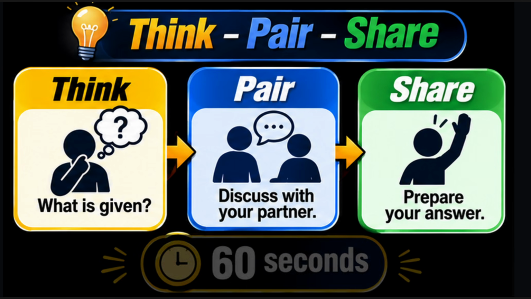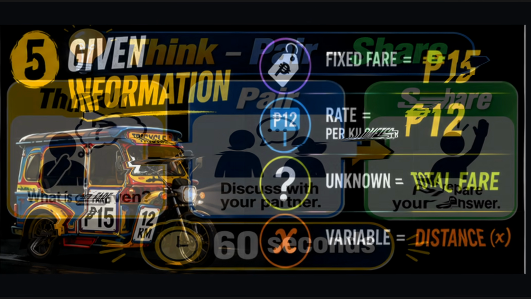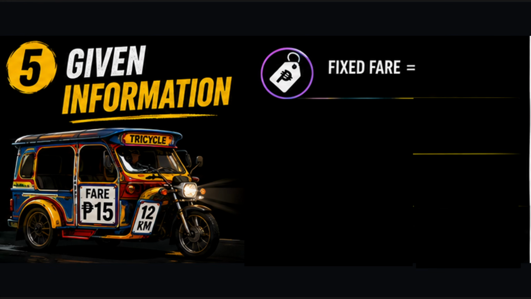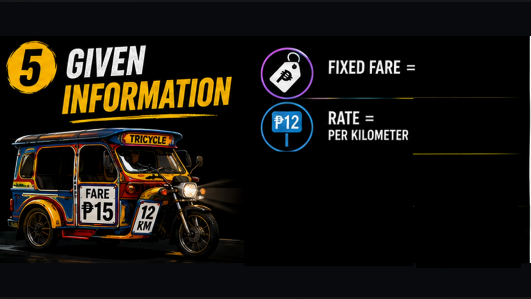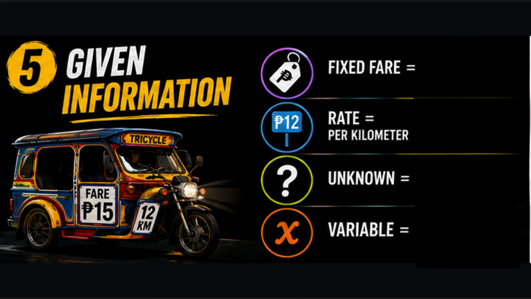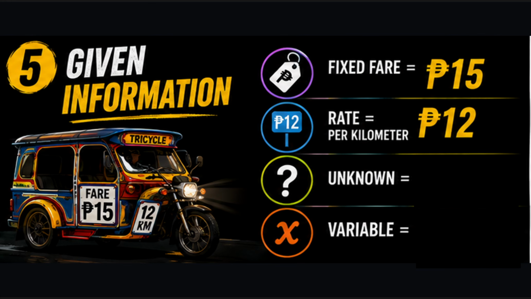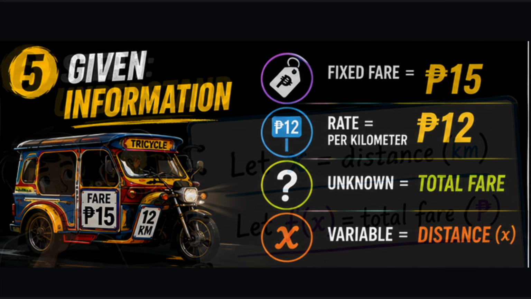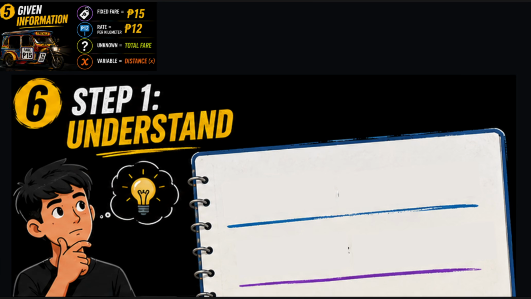In this case, we have to identify the given information first. So, what is the fixed amount? What should be the rate per kilometer? What is the unknown? And what is the variable? The fixed fare is 15 pesos. The rate per kilometer is 12. And the unknown is the total fare. The distance would be the variable. Okay? So we just identified the given information.